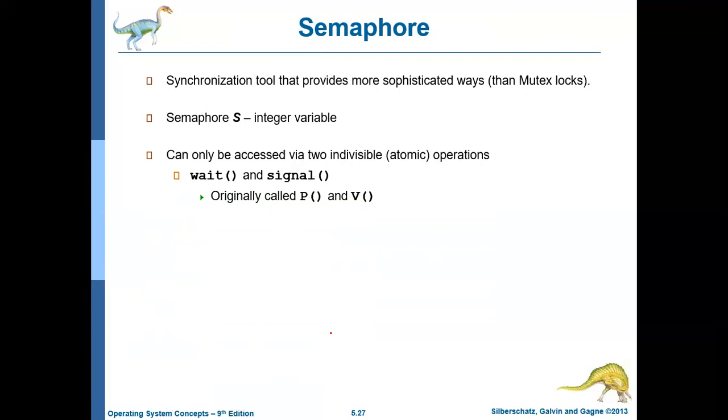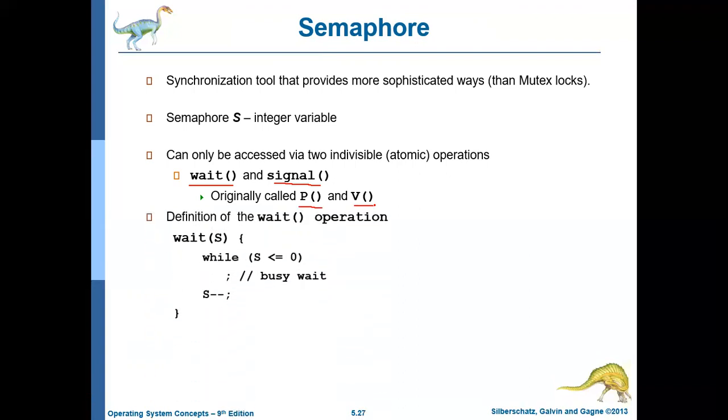It uses two atomic operations. The semaphore can be accessed through two indivisible or atomic operations, which are wait and signal. Wait is otherwise also called P, and signal is otherwise also called V.